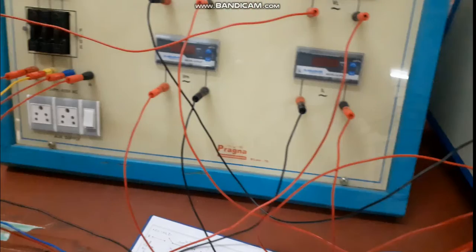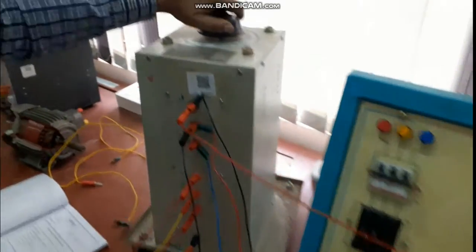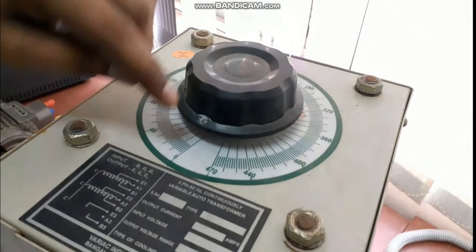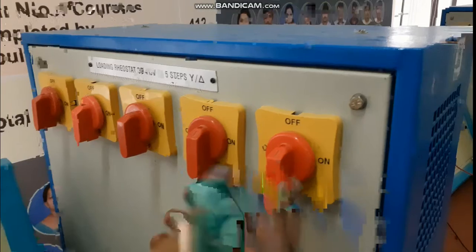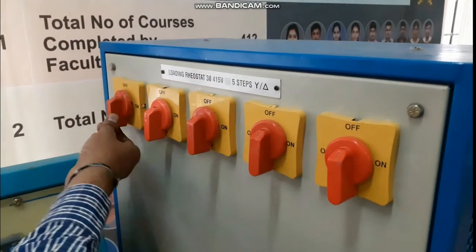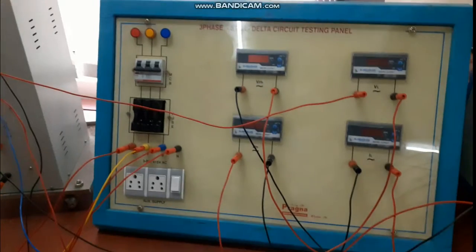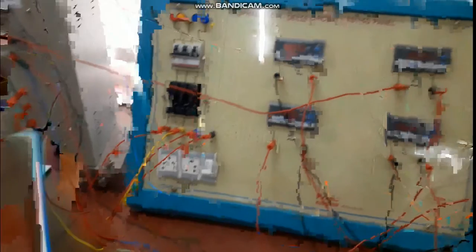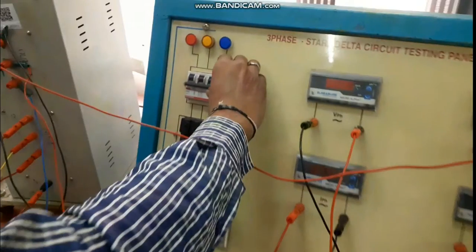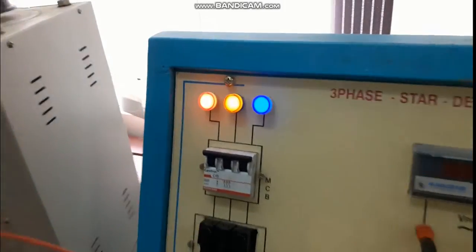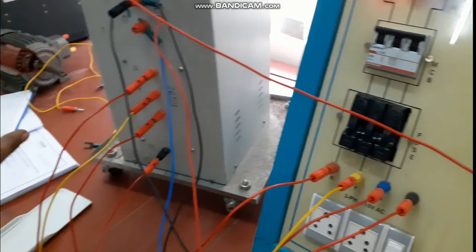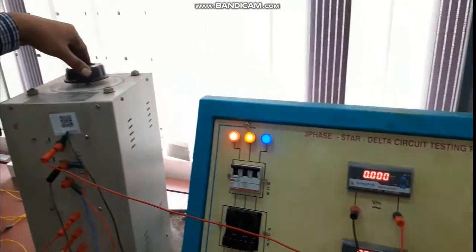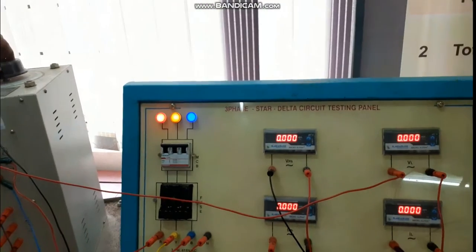Next, in order to proceed with this experiment, initially we keep the variac of the auto transformer at the 0 output voltage position. Next, the three phase resistive load of 5 steps should all be kept in the off position. Now to conduct this experiment, initially we switch on the MCB. Once we switch on the MCB, we give the supply from the panel board to the input of the three phase auto transformer.